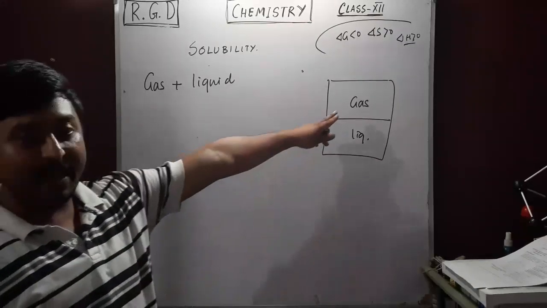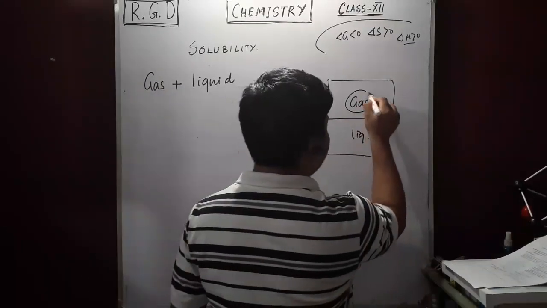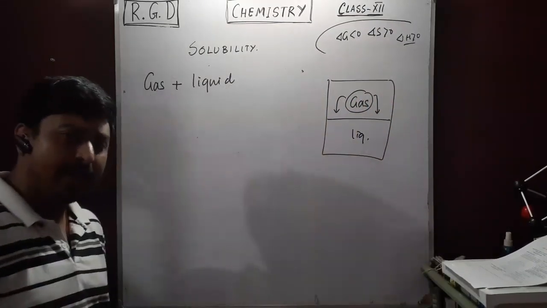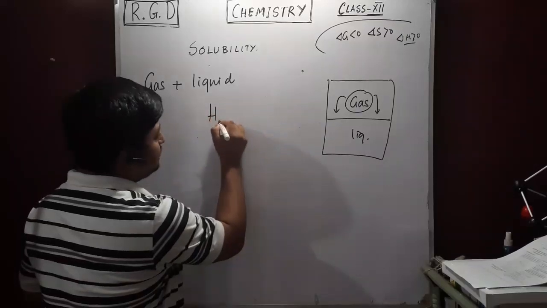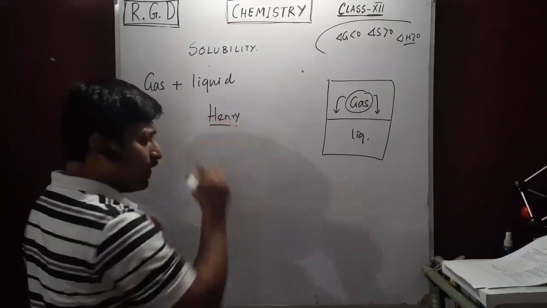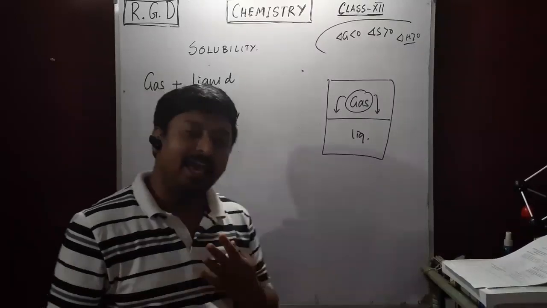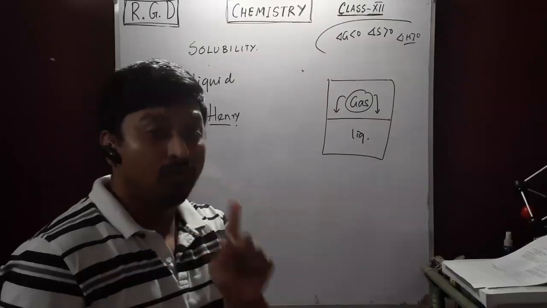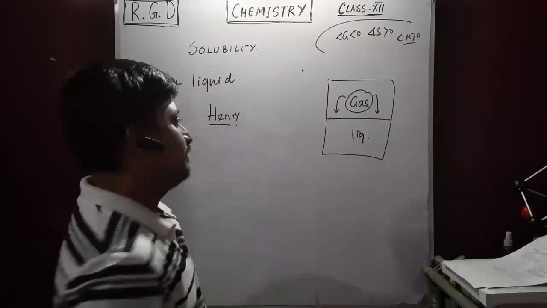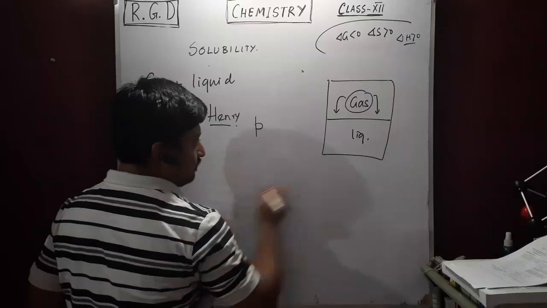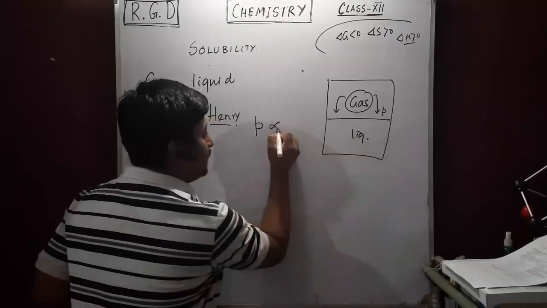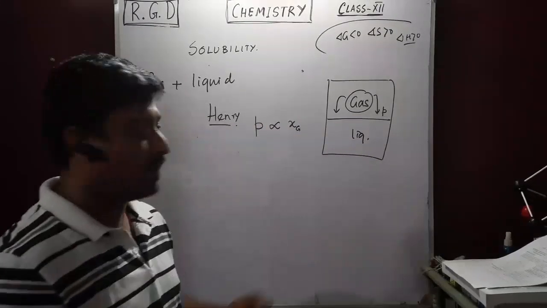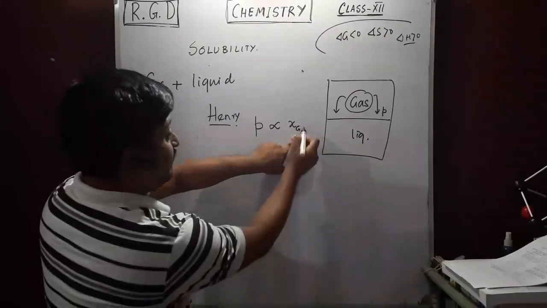Now, since you have a gas here, this gas will definitely exert a pressure on the liquid. And one guy, his name was Henry. You know what he said? He said that a gas will exert pressure, fine, and that pressure will be proportional to the mole fraction of the gas in the solution. That pressure, let's say P, is proportional to the X of, let's say, component G. I'm talking about the G.